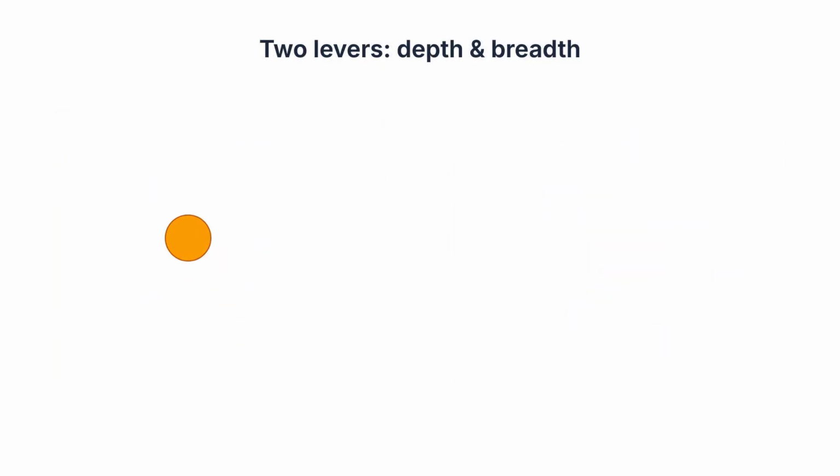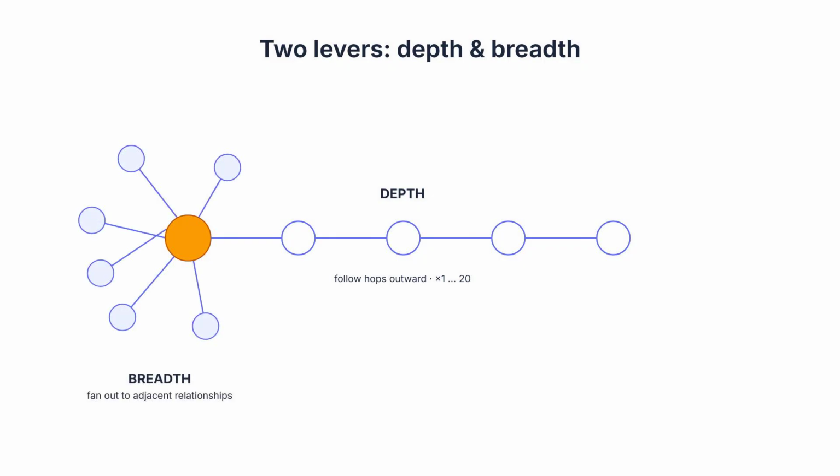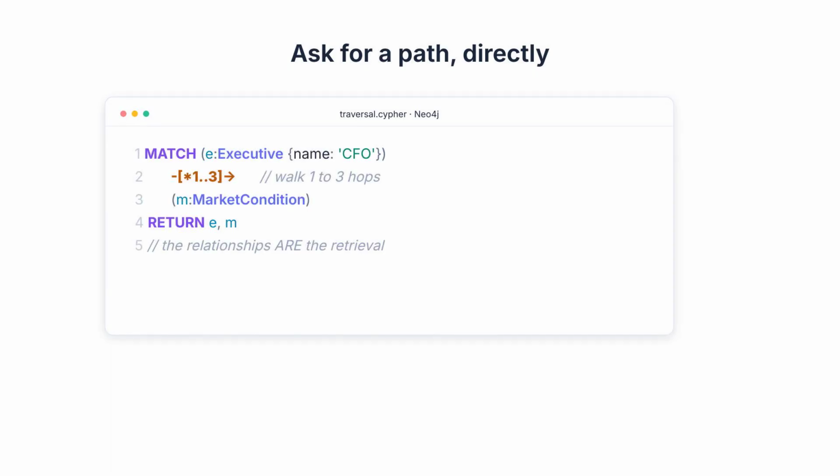Graph traversal gives you two dials vector search simply doesn't have. Depth, how many hops you follow outward, say 1 to 20. And breadth, how widely you fan out to adjacent relationships at each step. Tune depth for deep reasoning chains, tune breadth for comprehensive overviews. You're navigating, not guessing. And because relationships are stored explicitly, you can ask for a path directly.